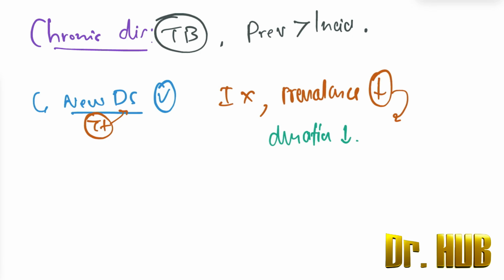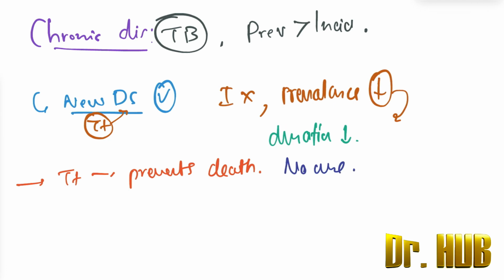Next, if the treatment only prevents death but does not cure the disease, it may cause a paradoxical increase in the prevalence.